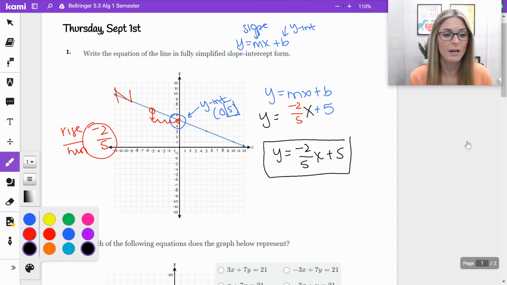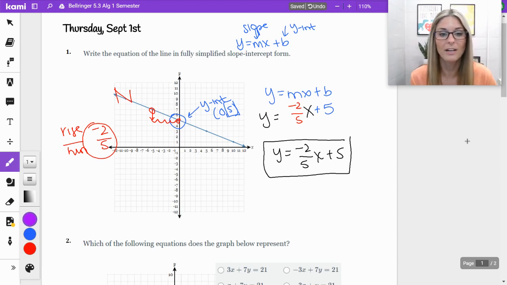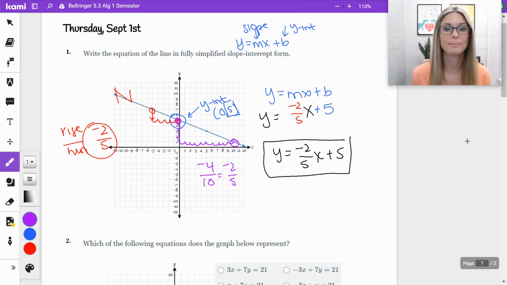If you had chosen points that were further apart, like let's say from that 5 y-intercept, and you chose way over here on the right, you would travel down 1, 2, 3, 4, and then over 1, 2, 3, 4, 5, 6, 7, 8, 9, 10. I went down 4 and to the right 10, which also simplifies to negative 2/5. So it really doesn't matter which points you use, how far apart they are, but regardless, in the end, make sure it's in the most simplified fraction form. y equals negative 2/5 x plus 5, number 1.